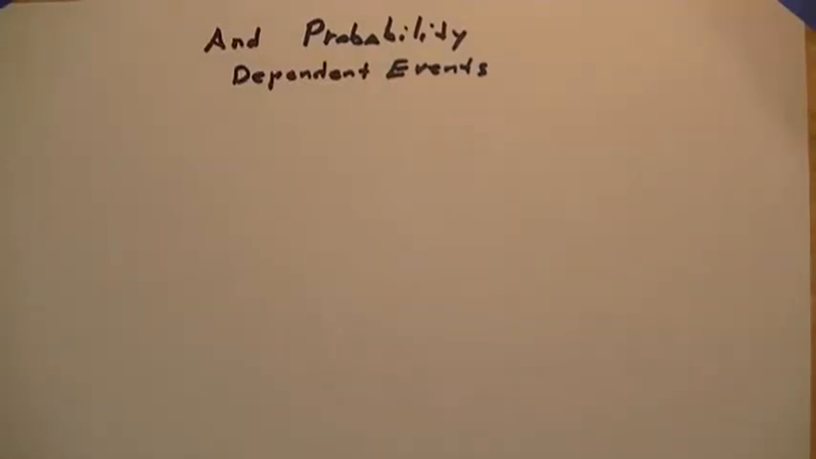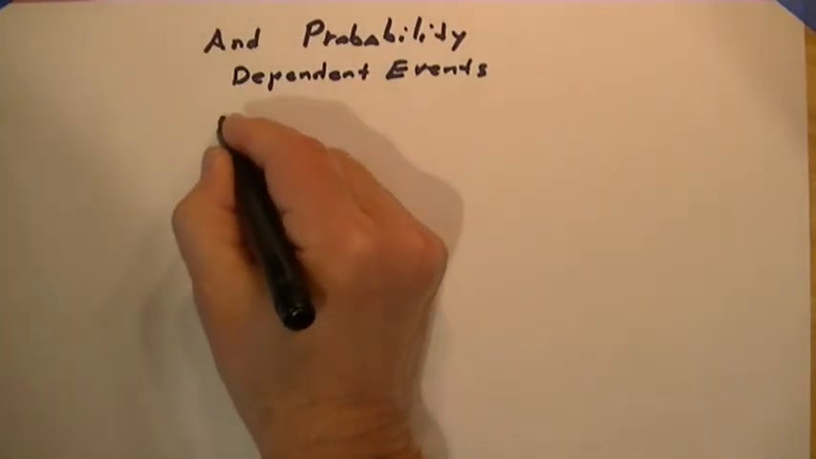Okay, now let's look at another AND probability, and this time this is a case where the first event may have some impact on the second event. It may change the situation. So an example, you've got a box of chocolates.